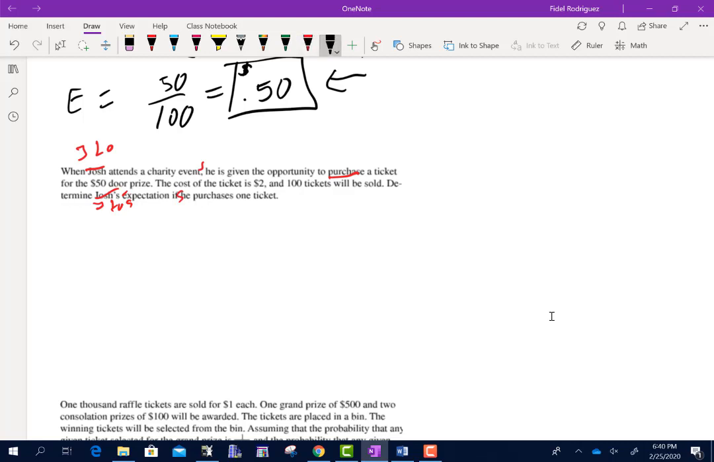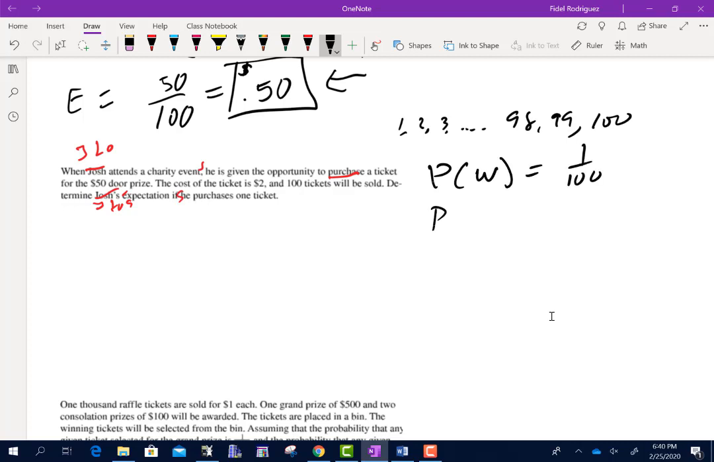Okay, same thing as we did before, right? We still had our tickets like this. Okay, so the probability of winning the ticket still 1 out of 100. Probability of not winning a ticket, still 99 out of 100, okay? So let's find our expectation. Okay, the probability we're going to win is 1 out of 100.